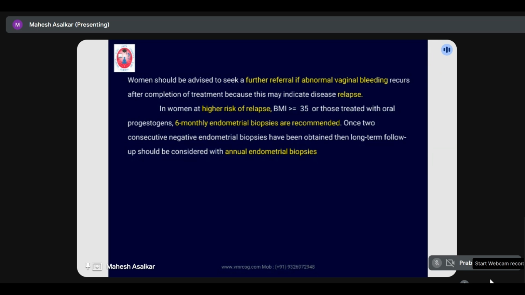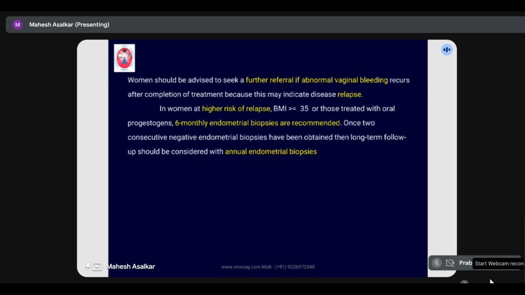So in a woman at risk of relapse, or with a BMI of 35 or more, or those treated with oral progesterone, 6 monthly endometrial biopsies are recommended. Once two consecutive negative endometrial biopsies have been obtained, then long term follow up should be considered with annual endometrial biopsies. So once you have got two consecutive negative endometrial biopsies, you will continue with annual endometrial biopsy if the lady has a BMI of more than 35, or if she is treated with oral progesterone.